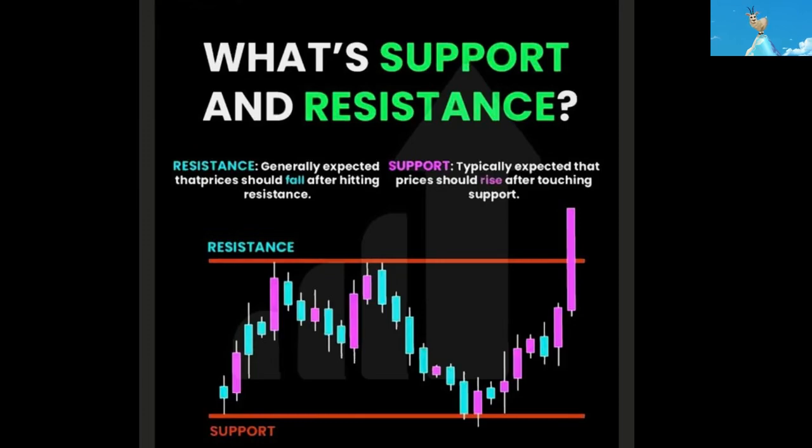They remember that it worked last time. This is collective memory, y'all, and that is what creates the support. Now, the same thing happens on the resistance side. Let's say the price shoots up to $50, then it gets smacked back down to 40. Now 50 is a memory.